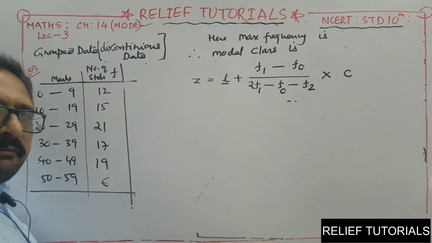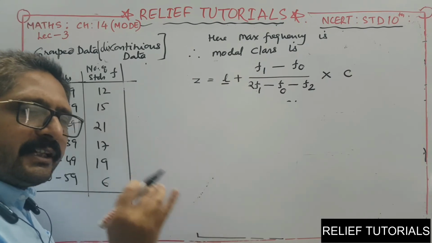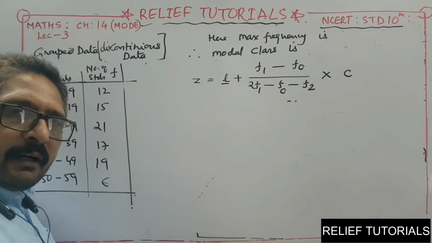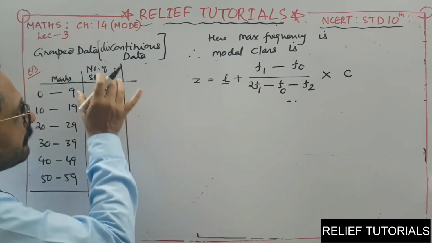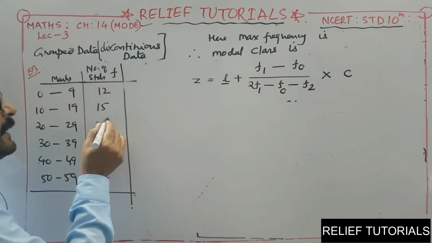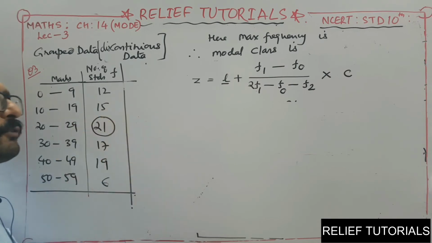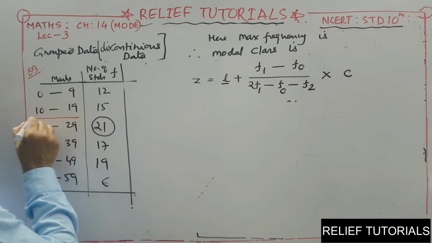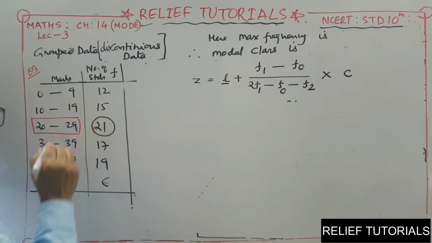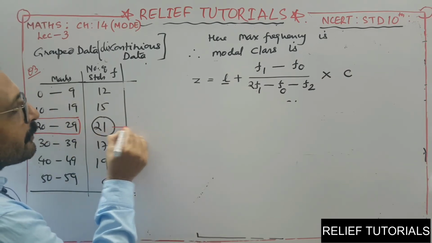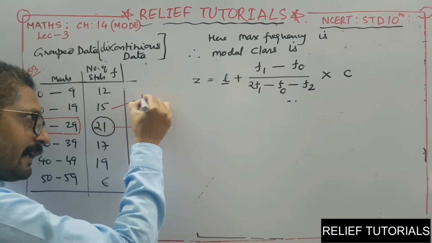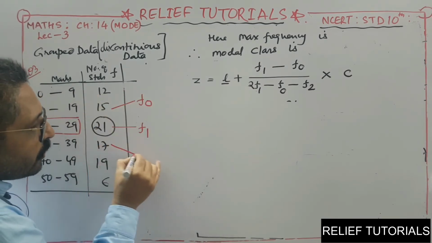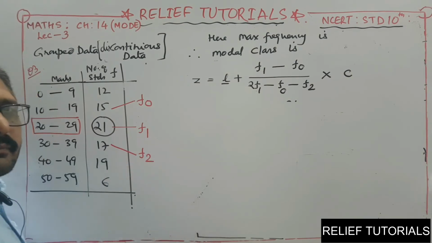But before that, we will make it simplest. Mode always deals with frequency: how many times an observation occurs. So you have to go for frequency. Here the maximum frequency is 21. This is called the modal class. The frequency of the modal class is called F1, the one above is called F0, and the one below is called F2.